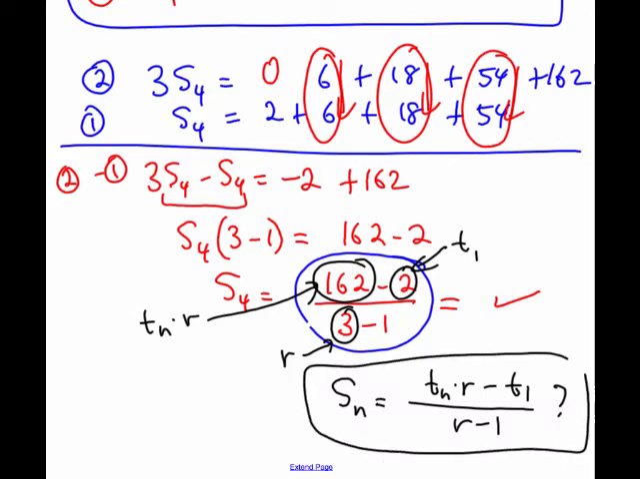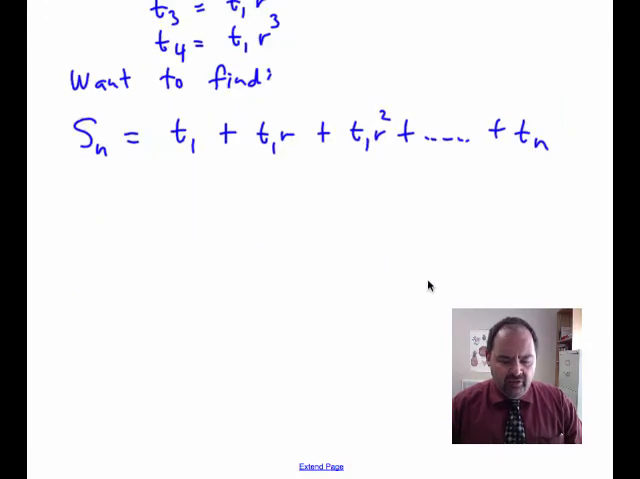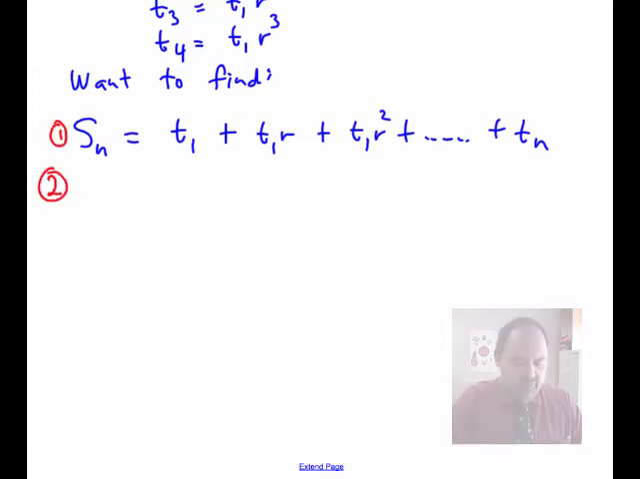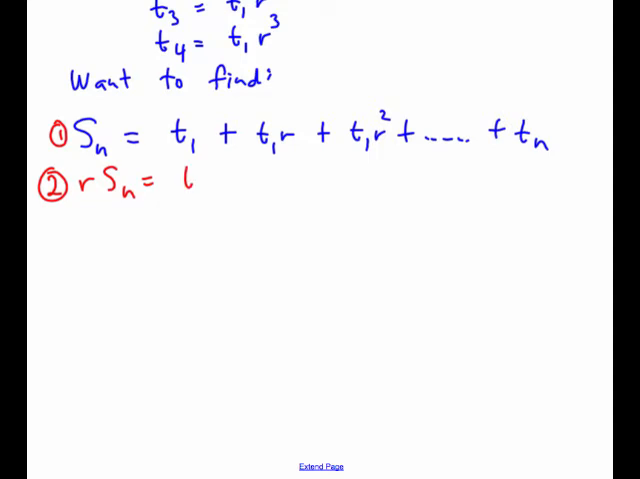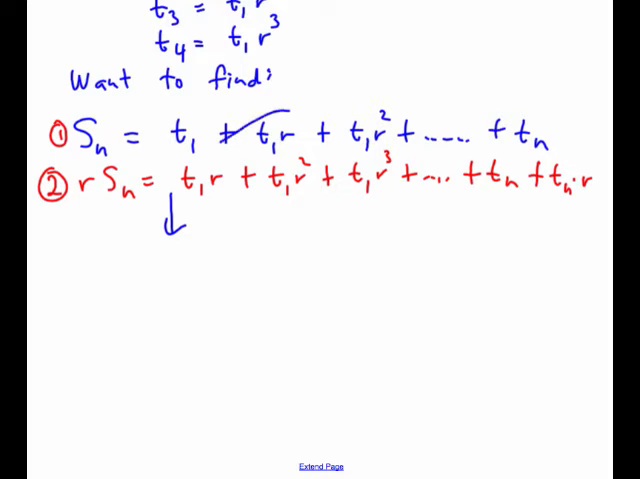Okay, let's do this process now in general, and we'll see if we actually come up with this result. So I have my series written out, the sum of n terms of a geometric series. And as I did with the numerical example, I'm going to take this equation and multiply both sides by r, the common ratio. So I'm going to get as follows. The last term will be term n times r, and the previous term would then be Tn.